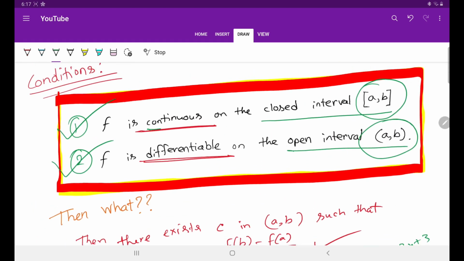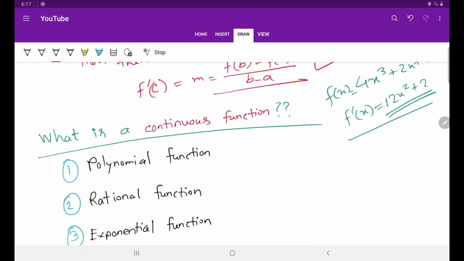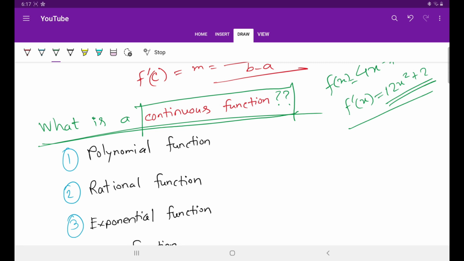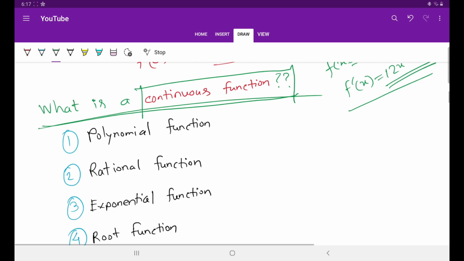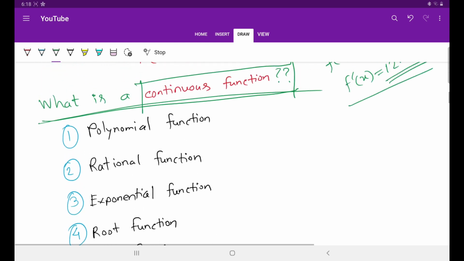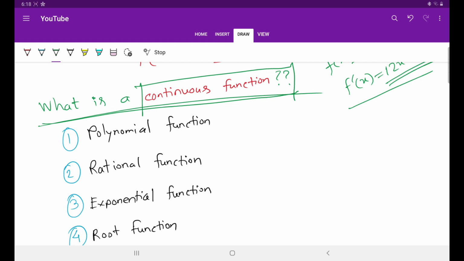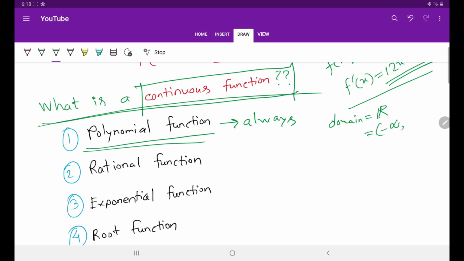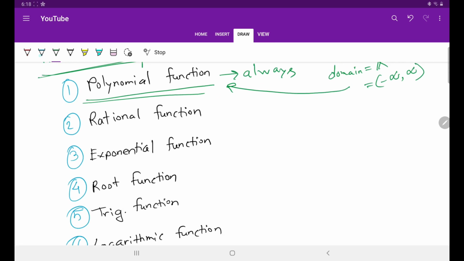Now what about continuity? What is a continuous function, guys? Remember that this is very important, because if you can satisfy these two conditions, you can go further in this math. These are the things we can call continuous functions, but there are some subnotes. A polynomial function is always continuous, always. That means the domain is R, which is basically minus infinity to positive infinity. That goes for polynomial functions, but it's not the same for the others.